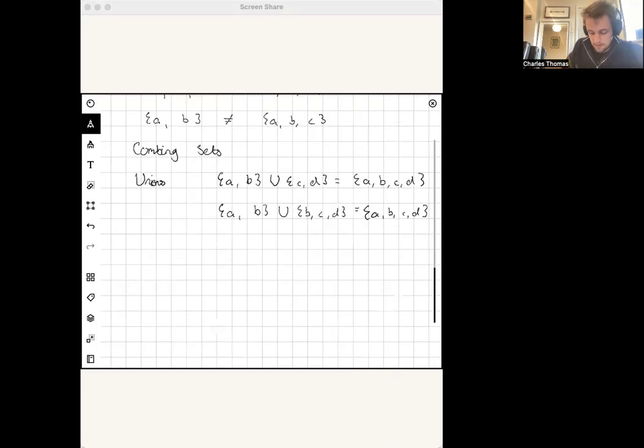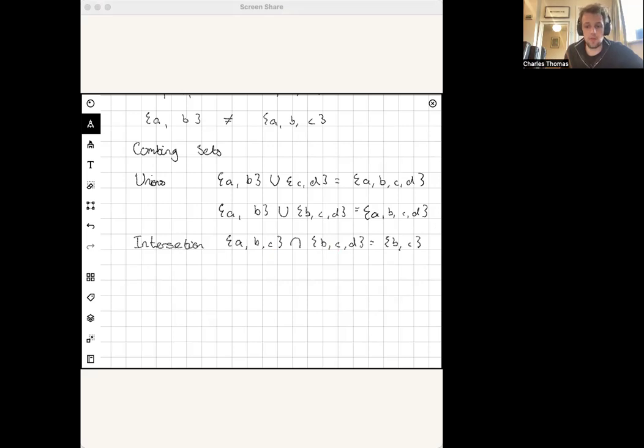The other way we can combine sets is the intersection. So the intersection is what is in both sets. So if I have the set A, B, C and I intersect it, which is what this symbol means, with B, C, D, I just get back B and C, because B and C are the two elements that are in both sets.